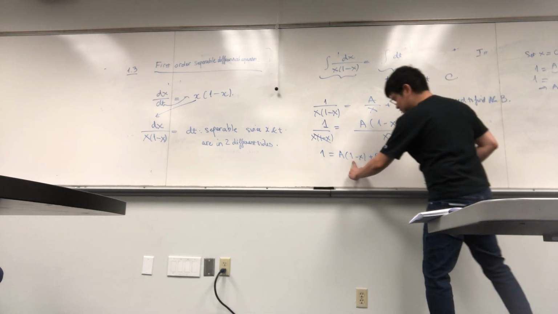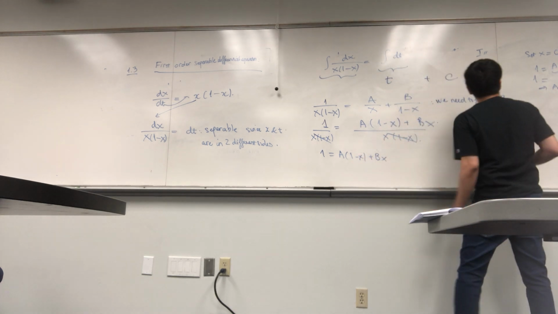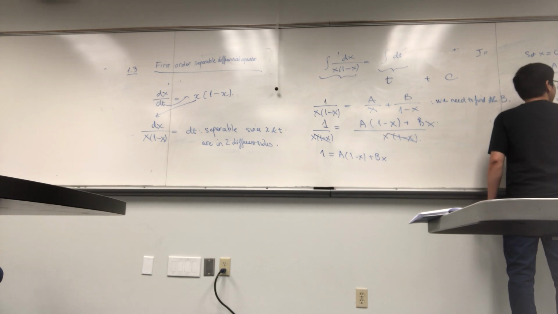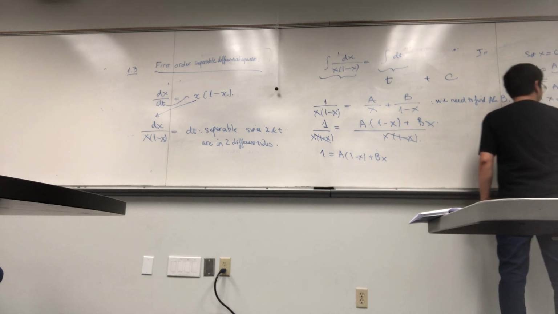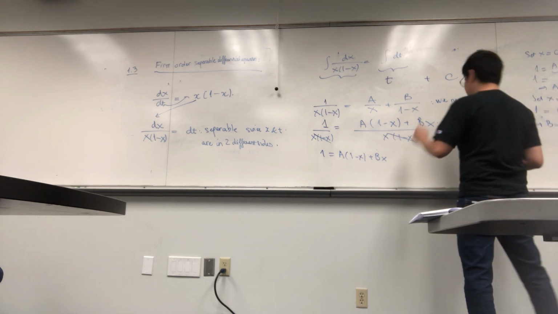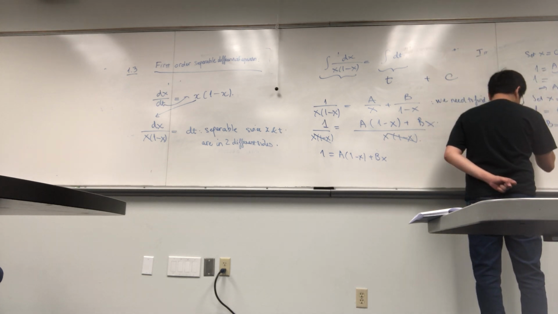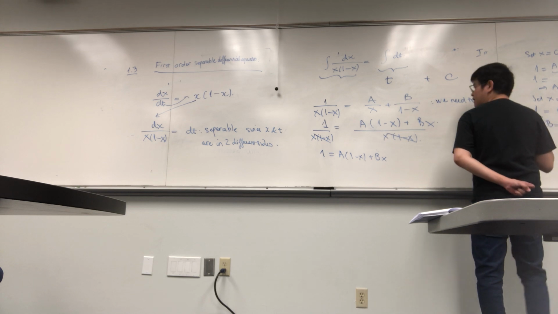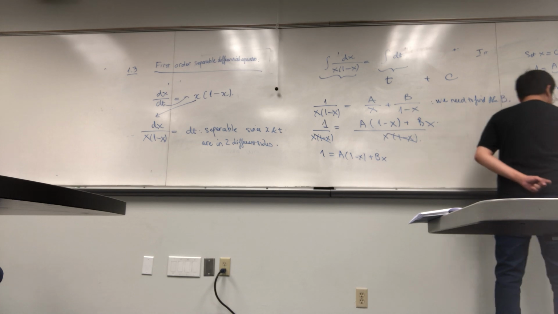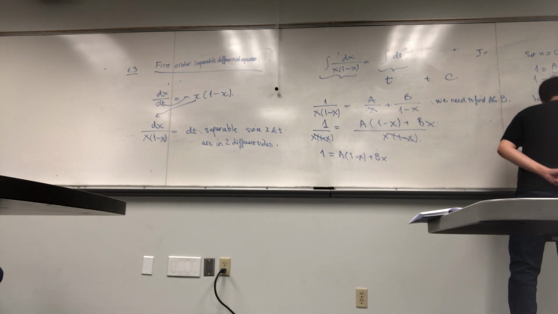Now I'm going to set x to be 1 so that this is going to be 0. So I have 1 is a times 1 minus 1 plus b times 1. So this is going to be 0 and this is going to be b. So in this case I have b is 1. Therefore, 1 over x, 1 minus x will be 1 over x plus 1 over 1 minus x.